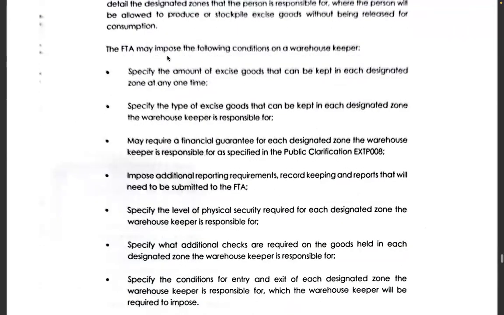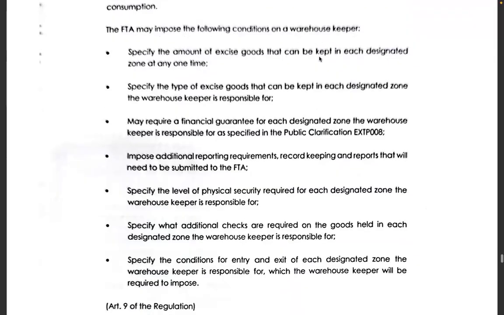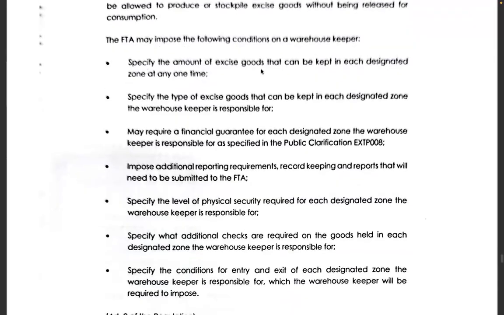The FTA may impose the following conditions on a warehouse keeper. What conditions can FTA impose? Specify the amount of excise goods that can be kept in each designated zone at any one time. So, maximum amount of excise goods that can be kept in each designated zone at one time. Specify the type of excise goods. First was amount, now the type. Specify the type of excise good that can be kept in each designated zone the warehouse keeper is responsible for.